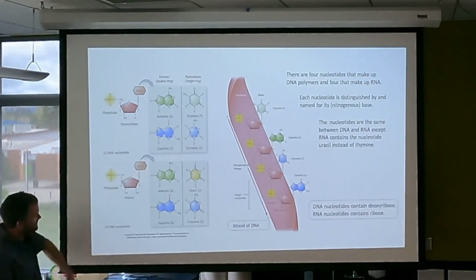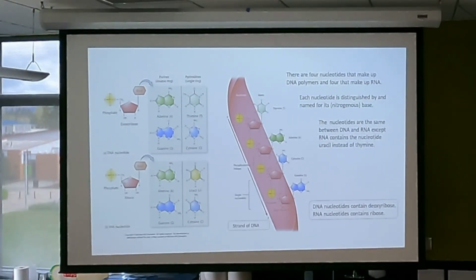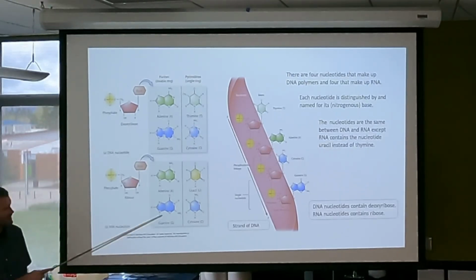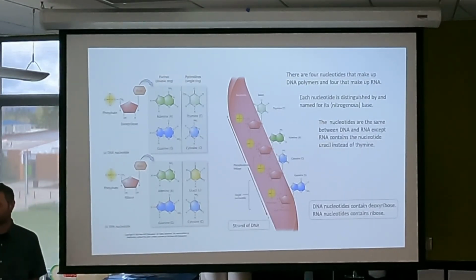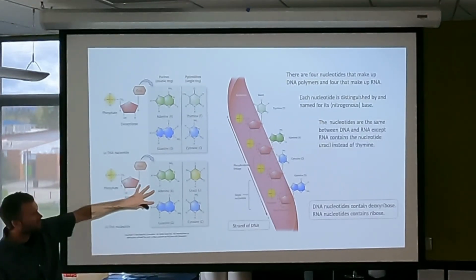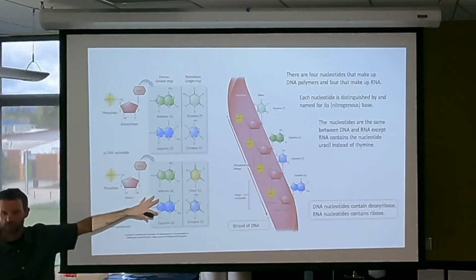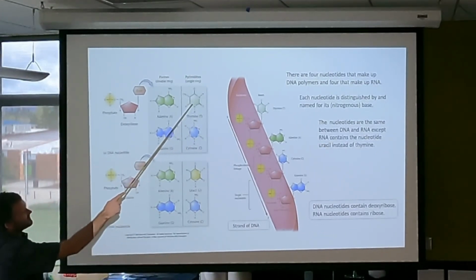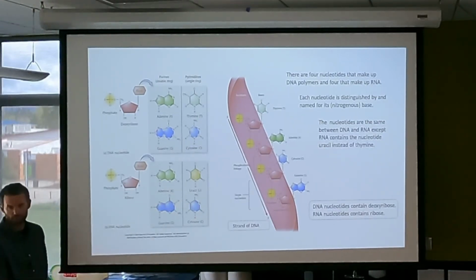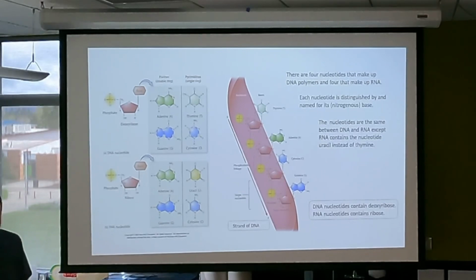Let's look at the nucleotides that we find in RNA. Some of these are familiar. Here's adenine. Adenine is a common nucleotide between DNA and RNA, as is guanine, as is cytosine. But what nucleotide is missing from RNA molecules? It's the thymine, and instead of thymine, we have uracil.